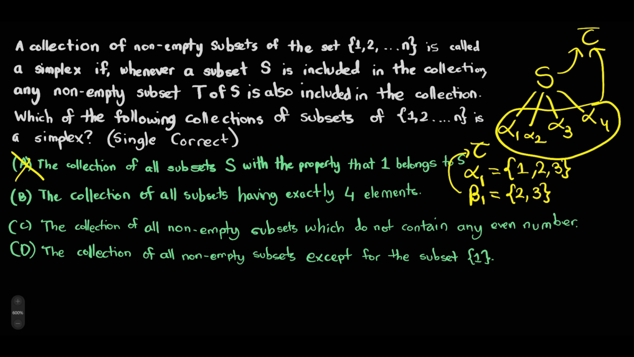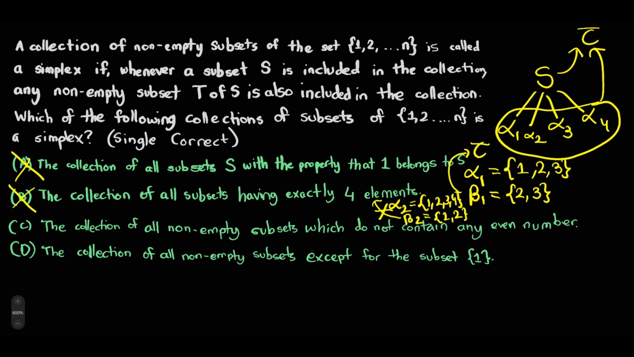Let's check option B. The collection of all subsets having exactly 4 elements. Let's take a set alpha 2 = {1, 2, 3, 4}. Now, one of its subsets, beta 2, is clearly {1, 2}, but this does not contain 4 elements. Hence, it is not a part of the collection described in option B. Hence, B is also not a simplex.